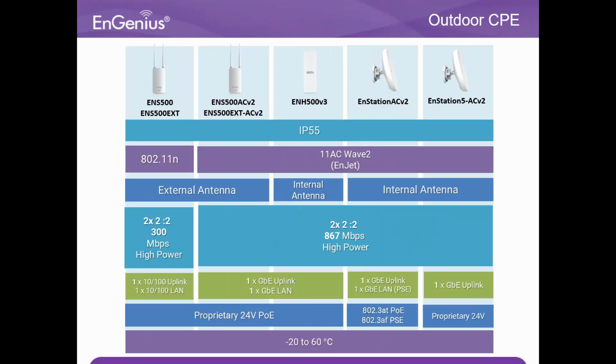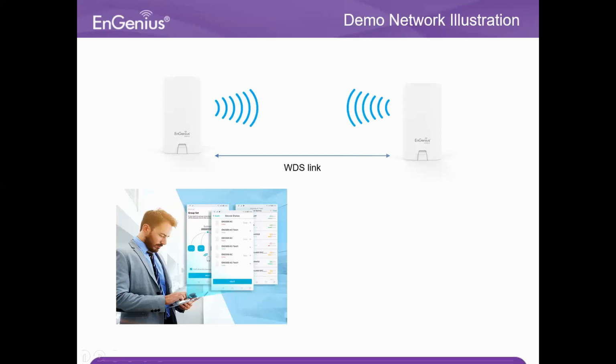Right. The other models that we have are the ENS 500, ENS 500 ACV2, ENH 500 V3, and the N Station series, which is the ACV2 and the N Station 5 ACV2. These are all configurable with the EnWiFi app as well. So basically, we'll be doing some demonstrations on how to actually use the EnWiFi to configure the setups, such as a point-to-point link.